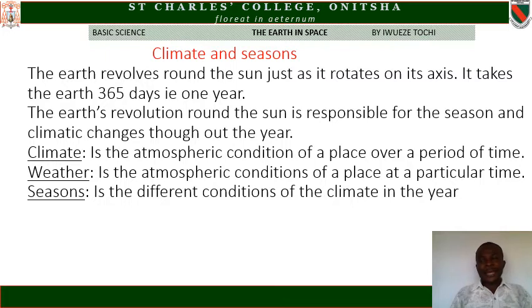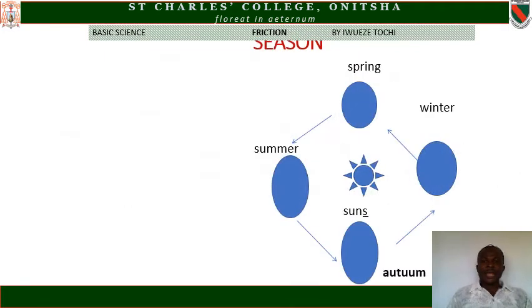It takes the Earth 365 days, that is 1 year, to complete one revolution around the sun. Now in season, we have spring, summer, autumn, and winter.